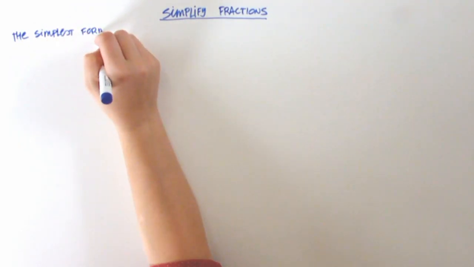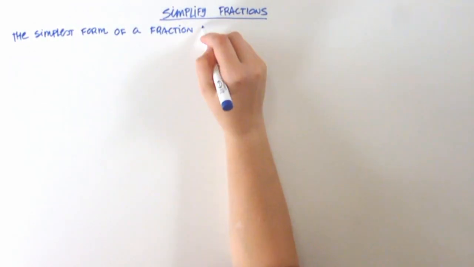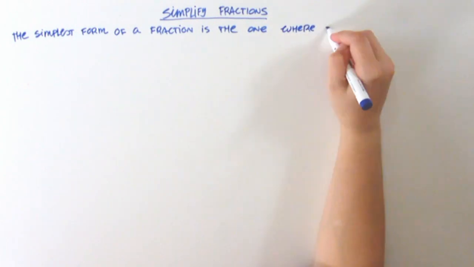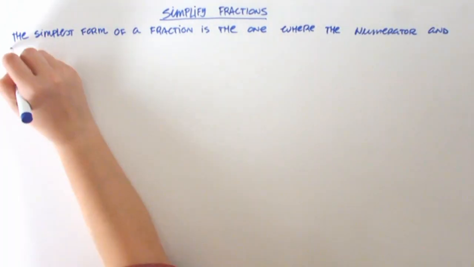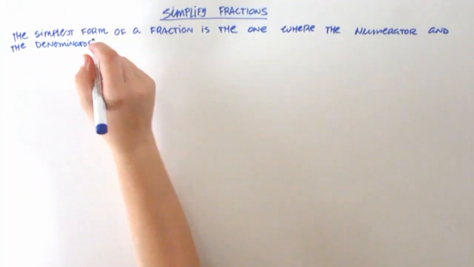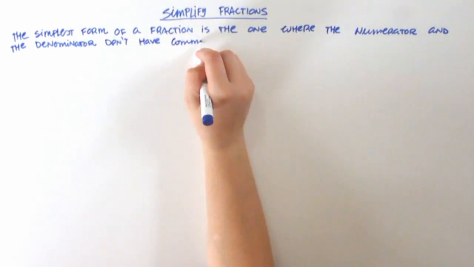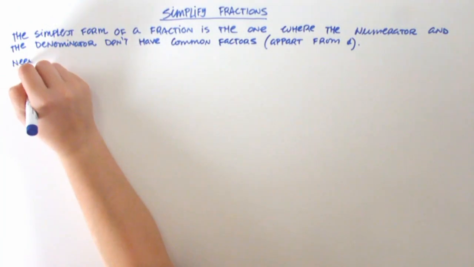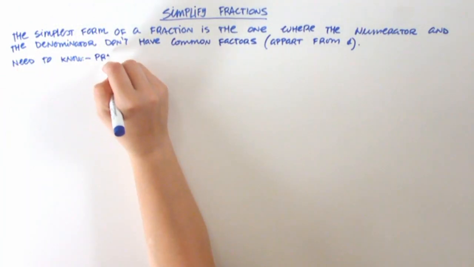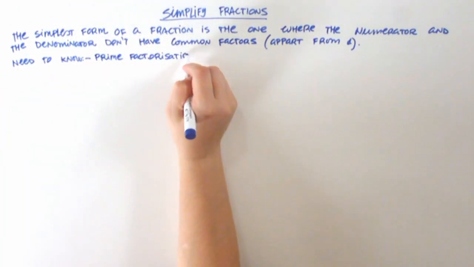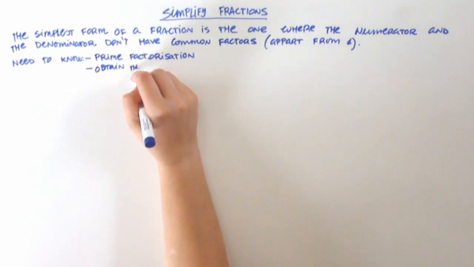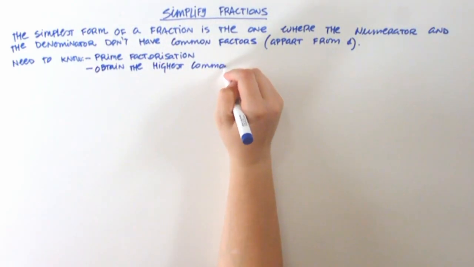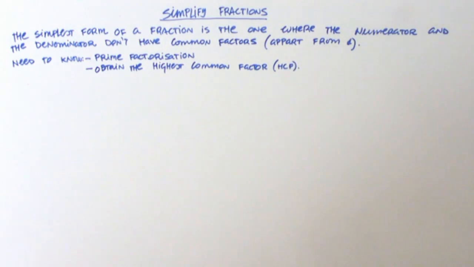The simplest form of a fraction is the one where the numerator and the denominator don't have common factors. Apart from 1, remember, every number is divisible by 1. Before starting, I need to know how to do a prime factorization and how to use it to obtain the highest common factor, or abbreviated HCF.